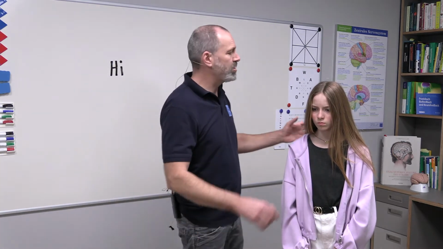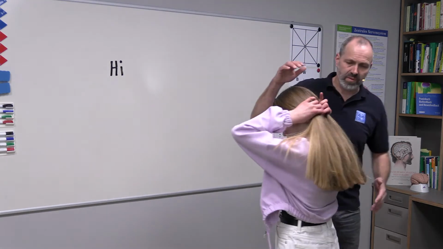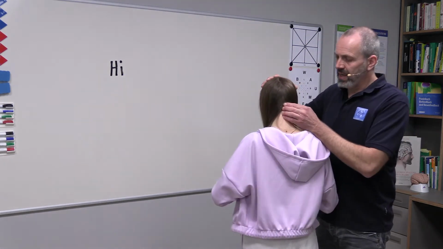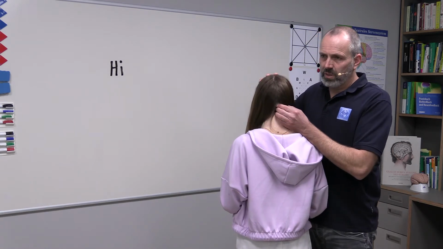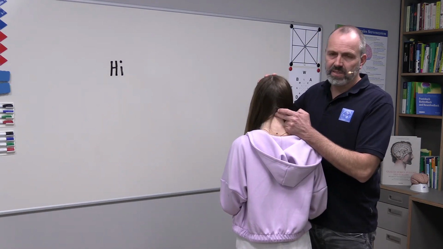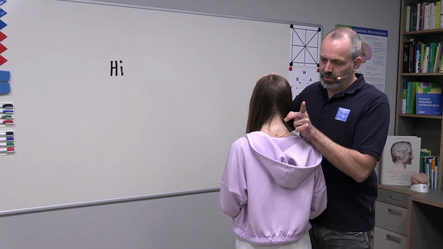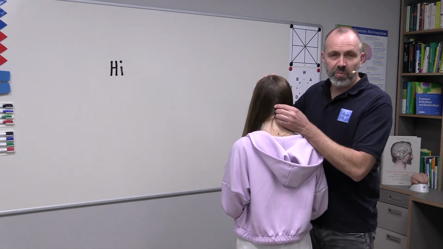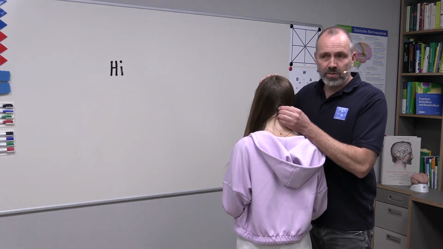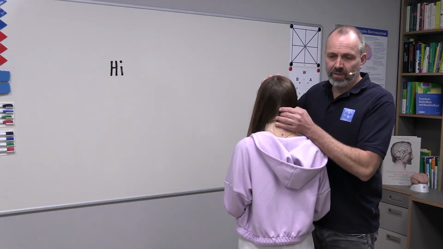Okay, so C2. So here we have the neck, and here we have C2, and everybody who has palpated human bodies knows how to palpate C2, so it sticks out a little bit. The dorsal part of the vertebrae sticks out quite a lot. So the first one you encounter here is C2.